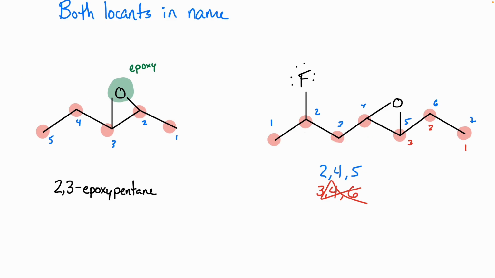Again, these don't have priority, they are just substituents. So then putting it all together, I need to assemble my name in alphabetical order: A, B, C, D, E, F. So 4,5-epoxy-2-fluoroheptane.